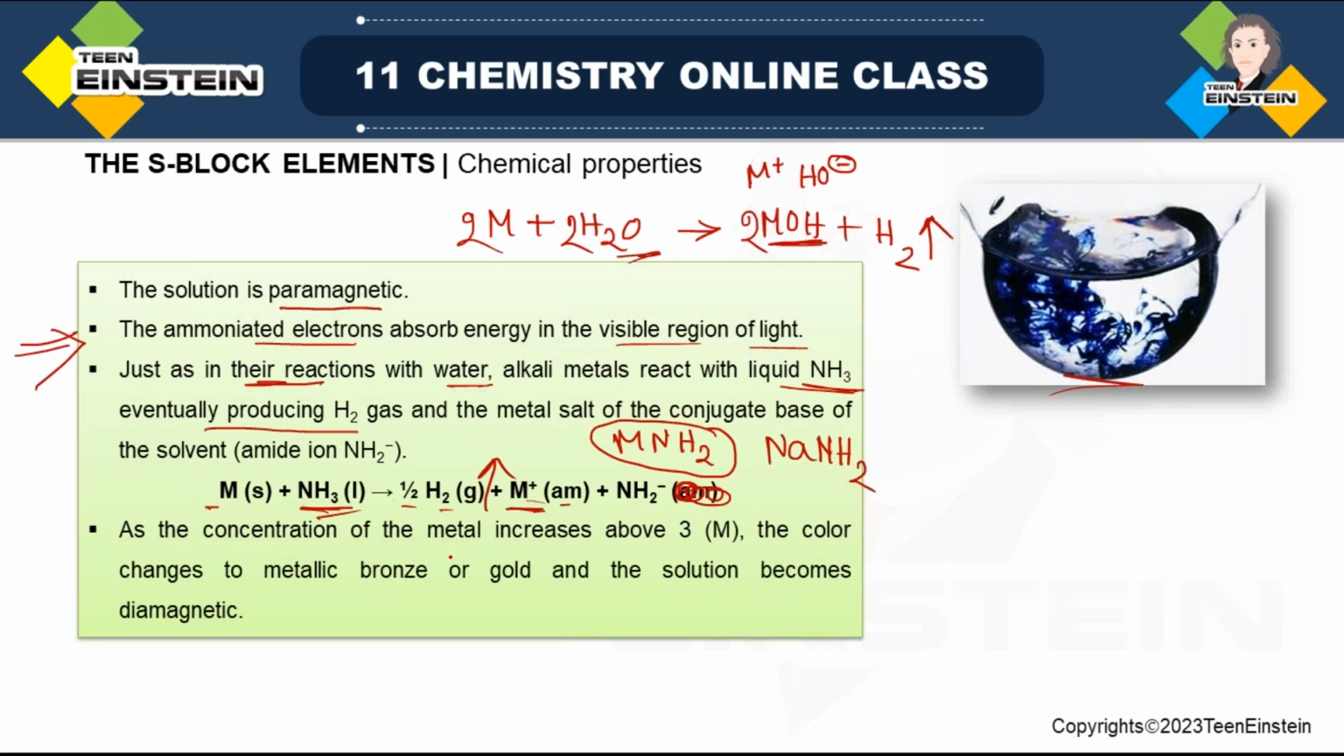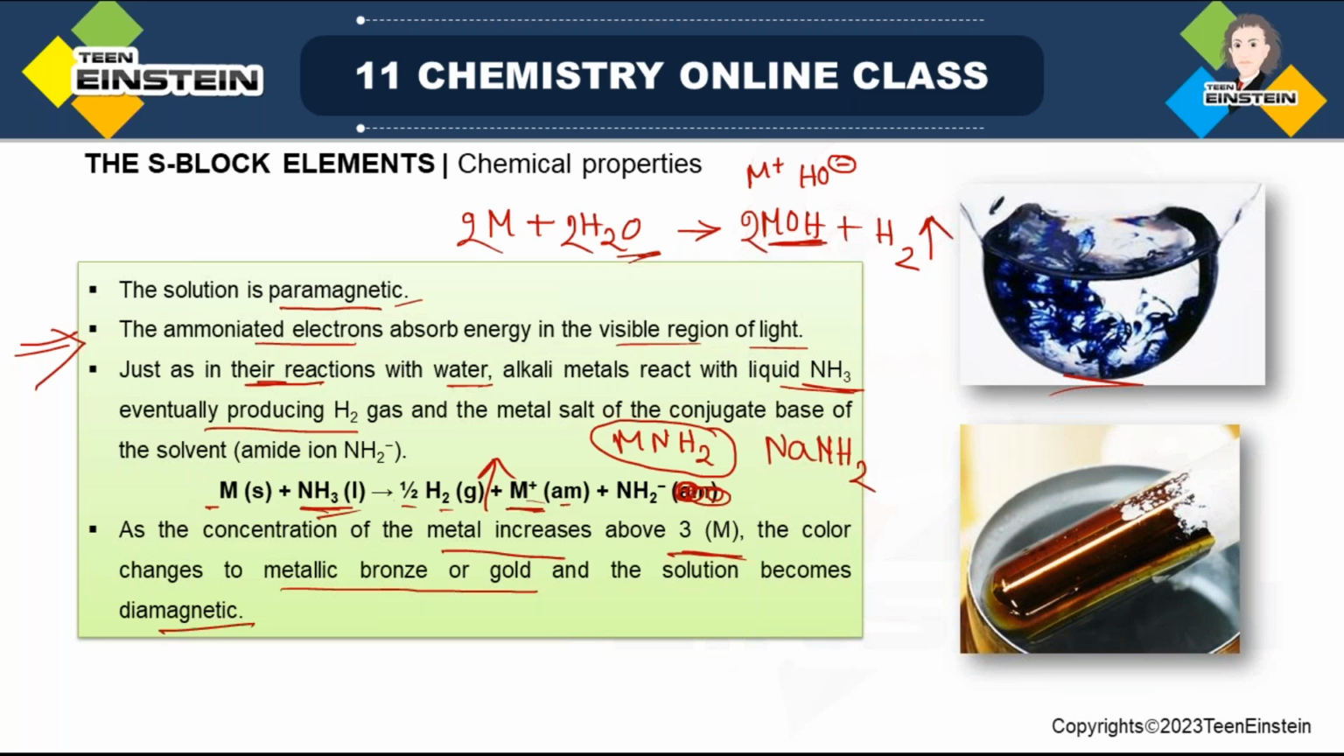One more important point. Up to this point it is okay. But suppose you are increasing the concentration of the metal above 3 molarity. Now the color changes, see, there is a drastic color change. Now it is becoming metallic bronze or simply gold color, and the system is now diamagnetic. Initially when it is blue it is paramagnetic, but now when it is bronze color it is diamagnetic, because as the concentration of the metal we have increased, the electrons are coming close to each other, pairing with each other. So it is no longer unpaired electrons. It looks like this. That is the bronze color, or you can say gold color.